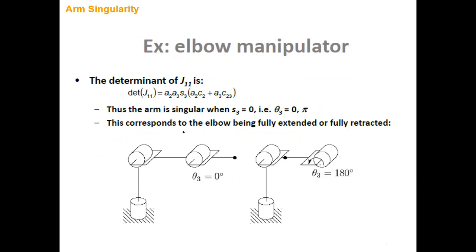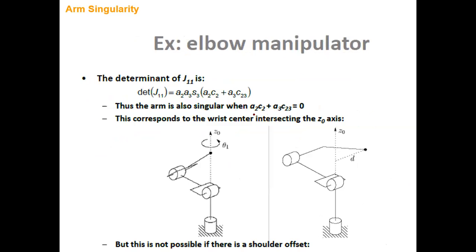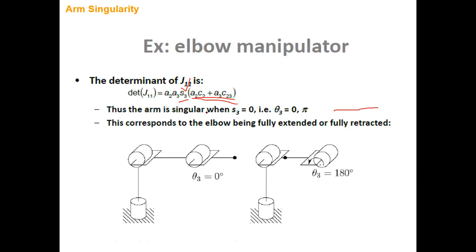So either S3 is 0 or this factor is 0. When S3 is 0, theta 3 is 0, pi, 2 pi, and so on. When this factor is 0, this corresponds to the wrist center intersecting the Z0 axis. That's why this is not possible if there is a shoulder offset. So this determines our singularity.